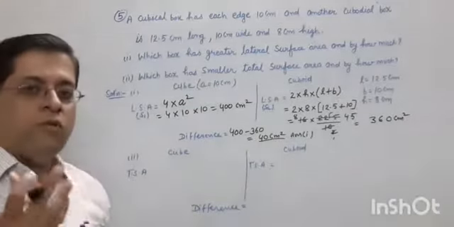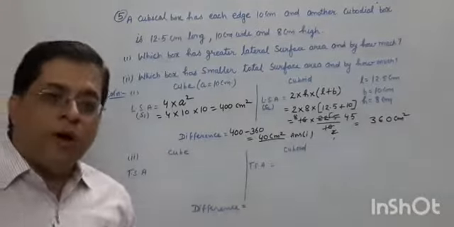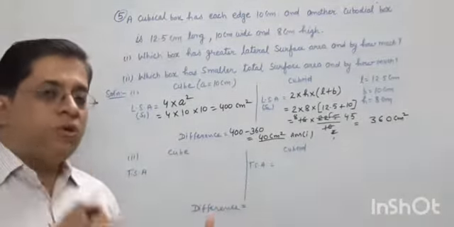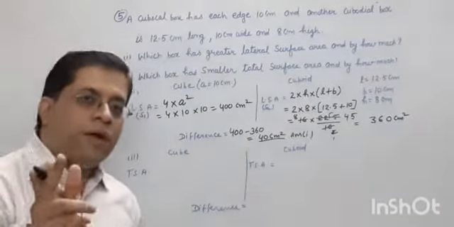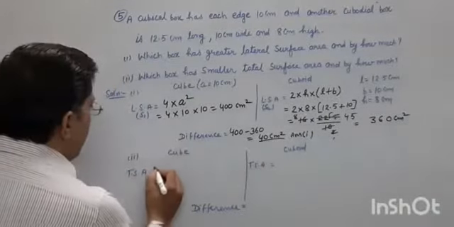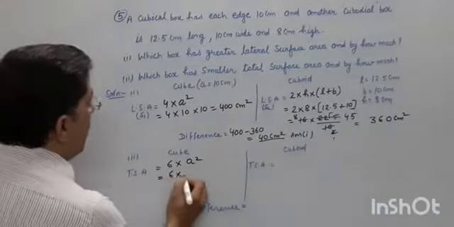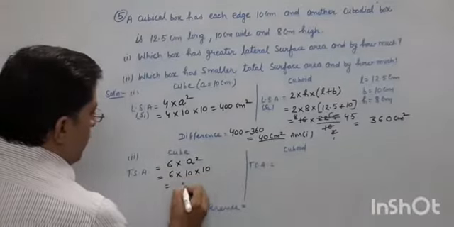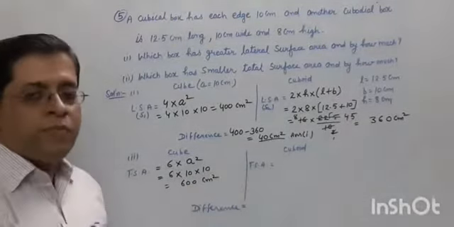Come on, for the second you have to find TSA of cube and cuboid both. TSA of cube is 6 into side square and TSA of cuboid is 2 into in bracket LB plus BH plus HL. 6 into side square, 6A square. A is given directly, 10. 10 into 10, this will be 600 centimeter square.